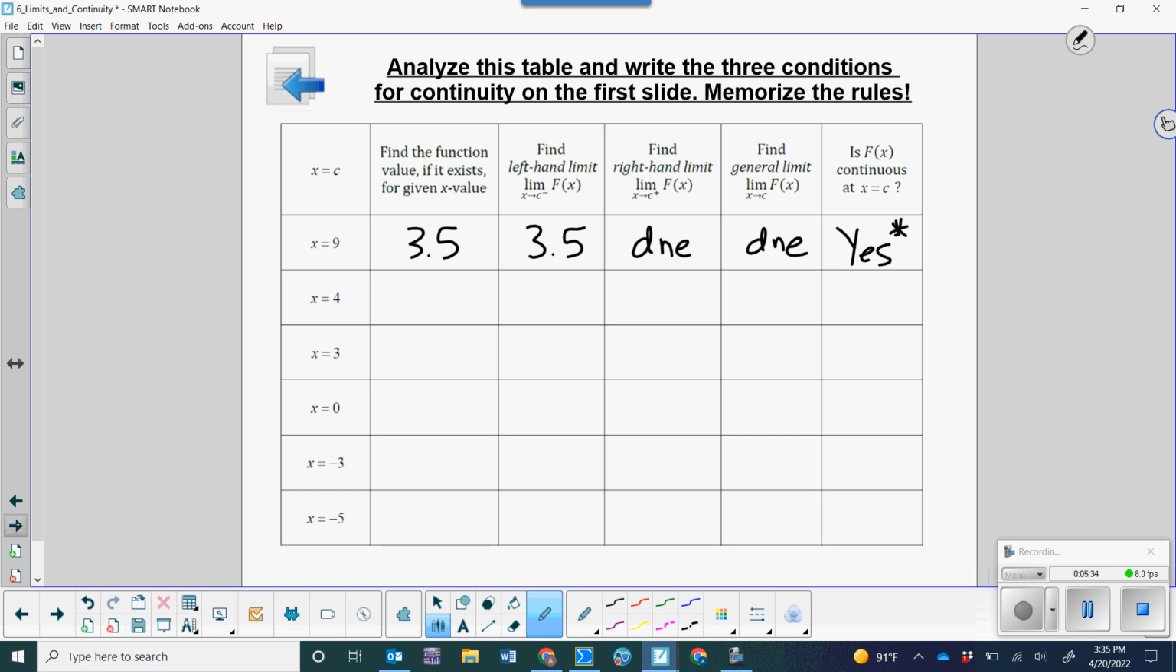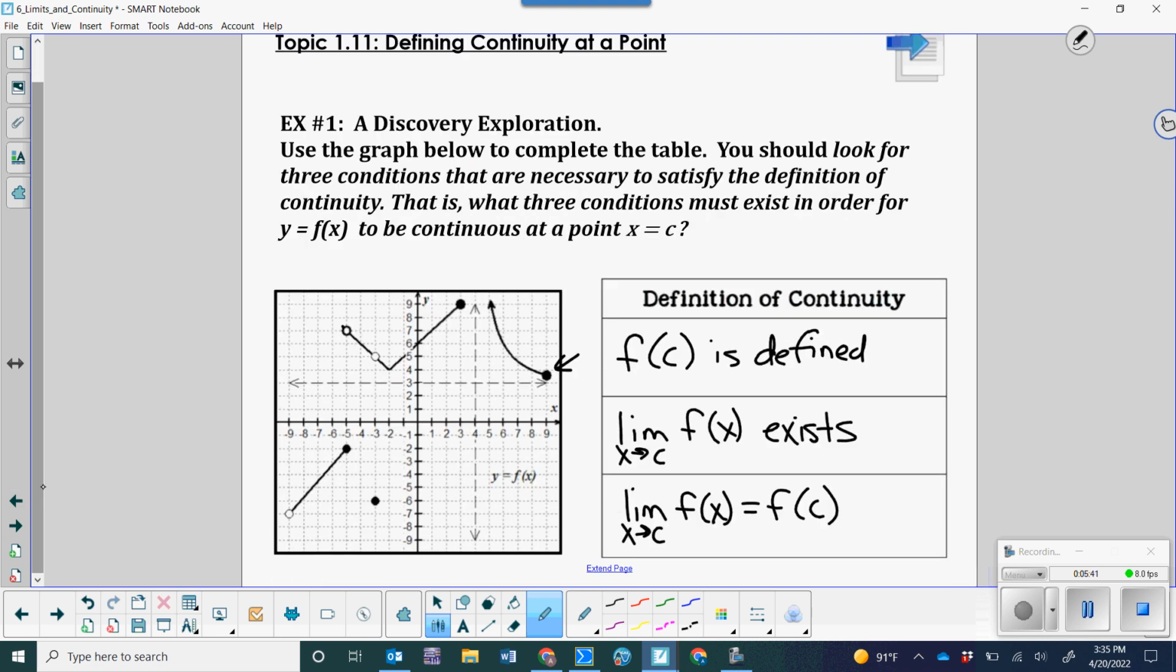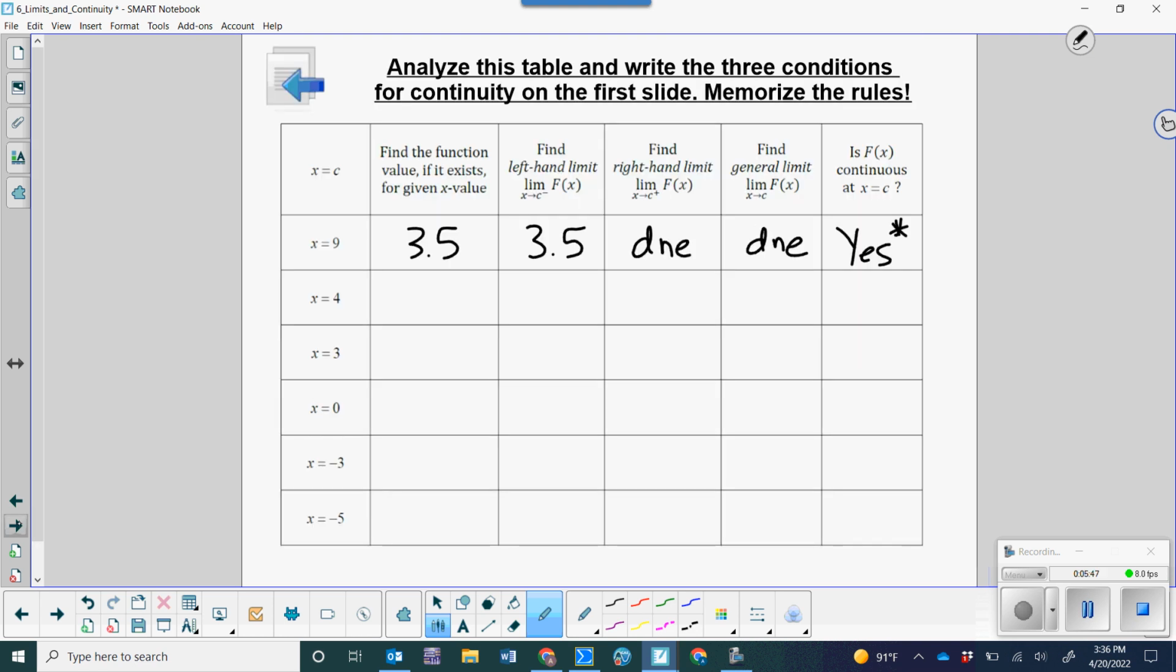Okay, so next it's asked us to look at x equals 4. So we're going to look at x equals 4 real quick. At x equals 4, there's a vertical asymptote. So let's go ahead and answer these questions. What's the value at x equals 4? Well, it does not exist. There is no value there.